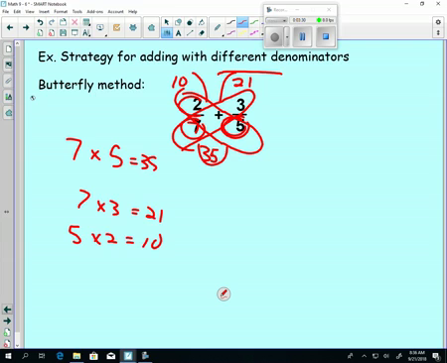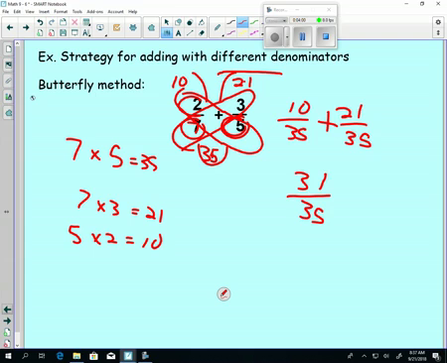Okay, so now we have a common denominator. It means that we're going to have 10 over 35 plus 21 over 35. Now we have a common denominator, so we can add them. And we have a plus, so we're going to add the two numbers. 10 plus 21 is 31 over 35. So that's called the butterfly method.